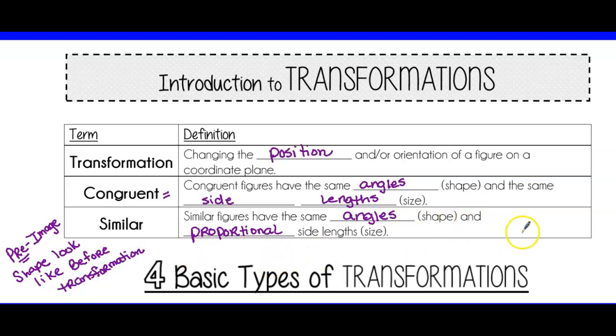Over here you're also going to see it vocab wise. It's called the image. And the image is just, how does that shape look after you either shift it, flip it, or turn it, okay? So it's after the transformation. So that's two things to know.